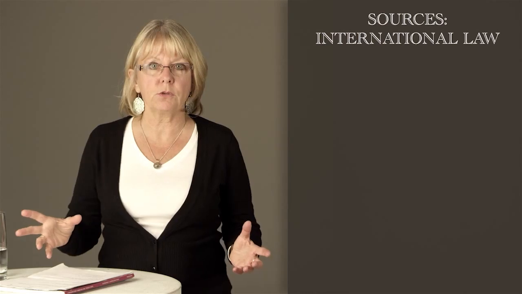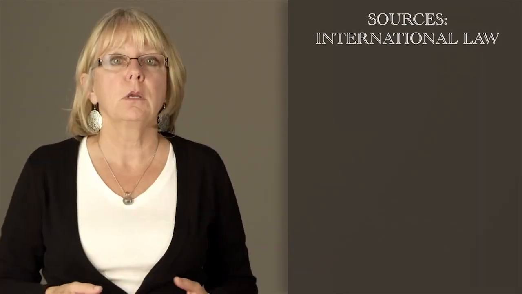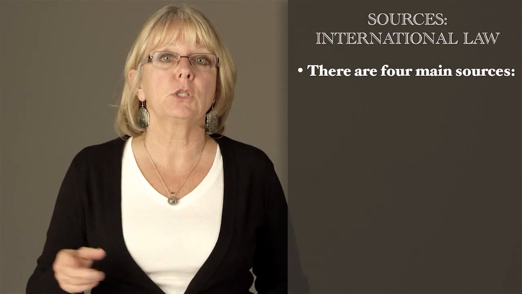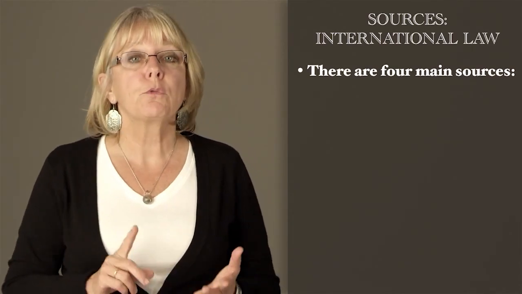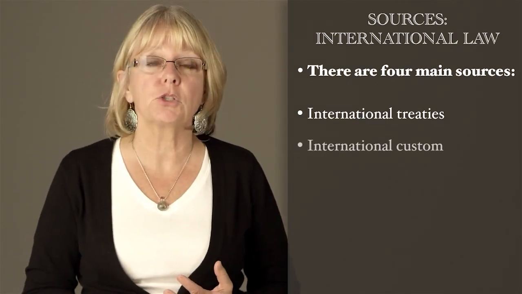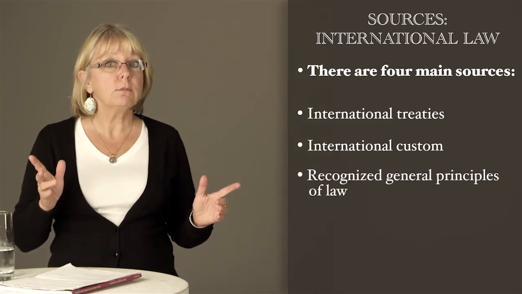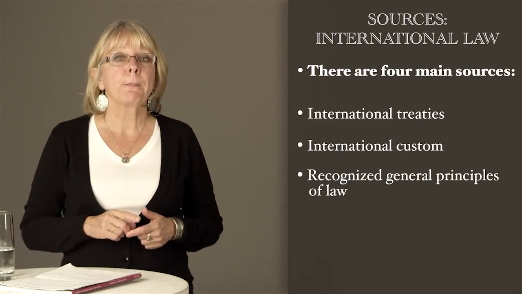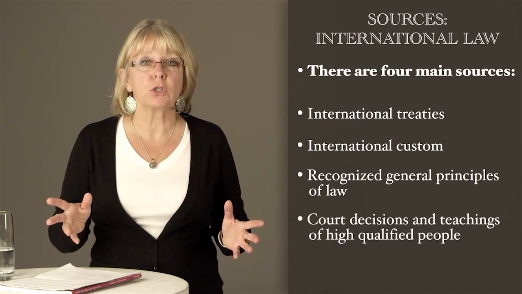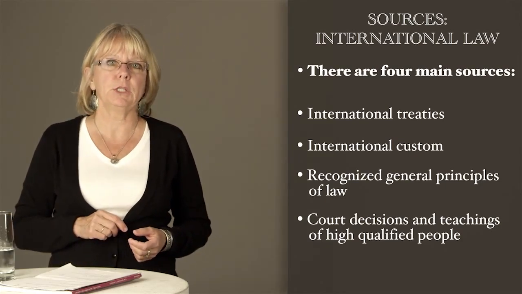Let's now turn our attention to sources of international law. Where do we look when we want to know what the international law is on some subject? Well, there are four main places to look for international law. First, international treaties. Second, international custom. Third, the general principles of law that are recognized by nations. And fourth, court decisions and the teachings of the most highly qualified people of the various nations.